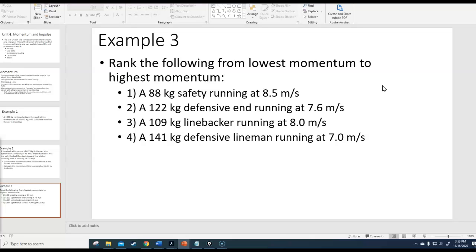The question says rank the following from lowest momentum to highest momentum. So that means there's two parts to this question. Number one, you have to find the momentum of each of these 4 players. And number two, once you've found the momentum for each of those 4 players, you have to put them in order from smallest to biggest momentum. I want you to try to do example 3 on your own, both parts, the momentum calculations and the ranking. And then after you enter your answers, I will tell you the correct answer to the question, and then we'll end the video.